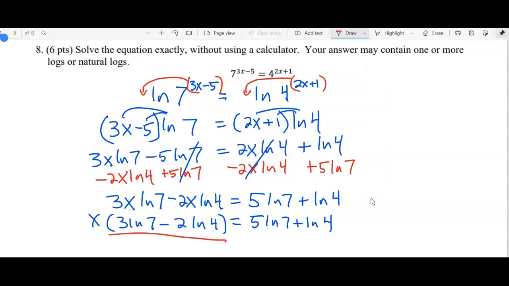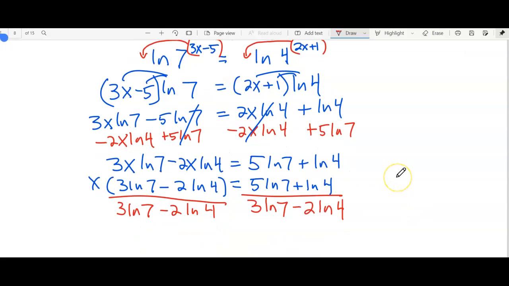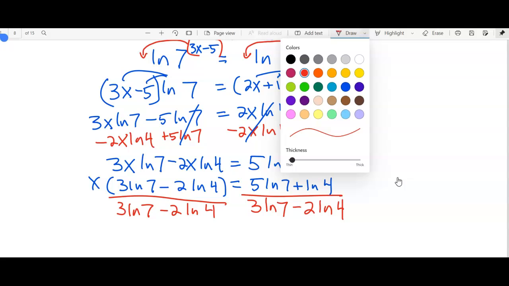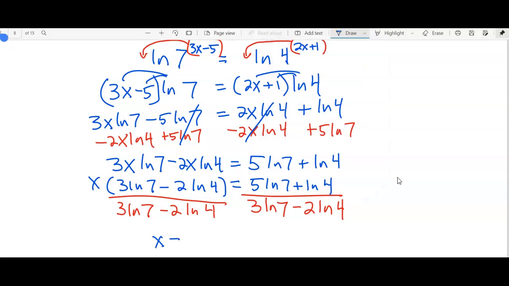Although it's a binomial with crazy looking things inside it, it's just a single number if we were to evaluate it. We divide by this number on both sides. And nothing simplifies, but we have succeeded in solving for x. X equals 5 natural log of 7 plus natural log of 4, divided by 3 natural log of 7 minus 2 natural log of 4.